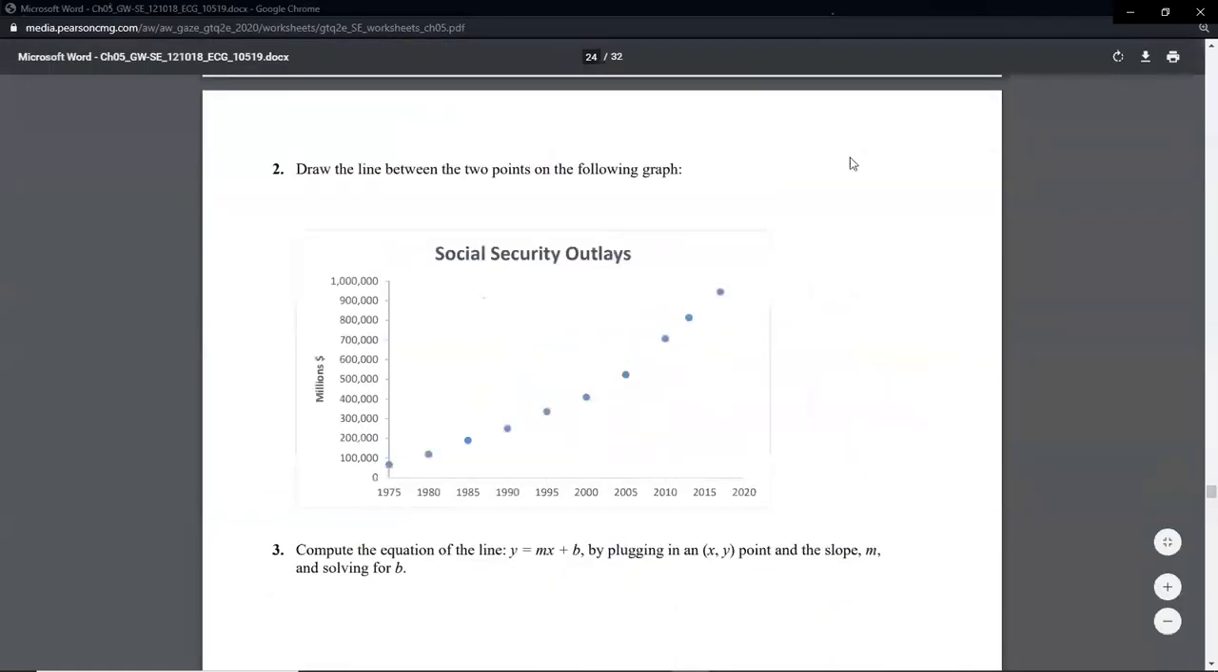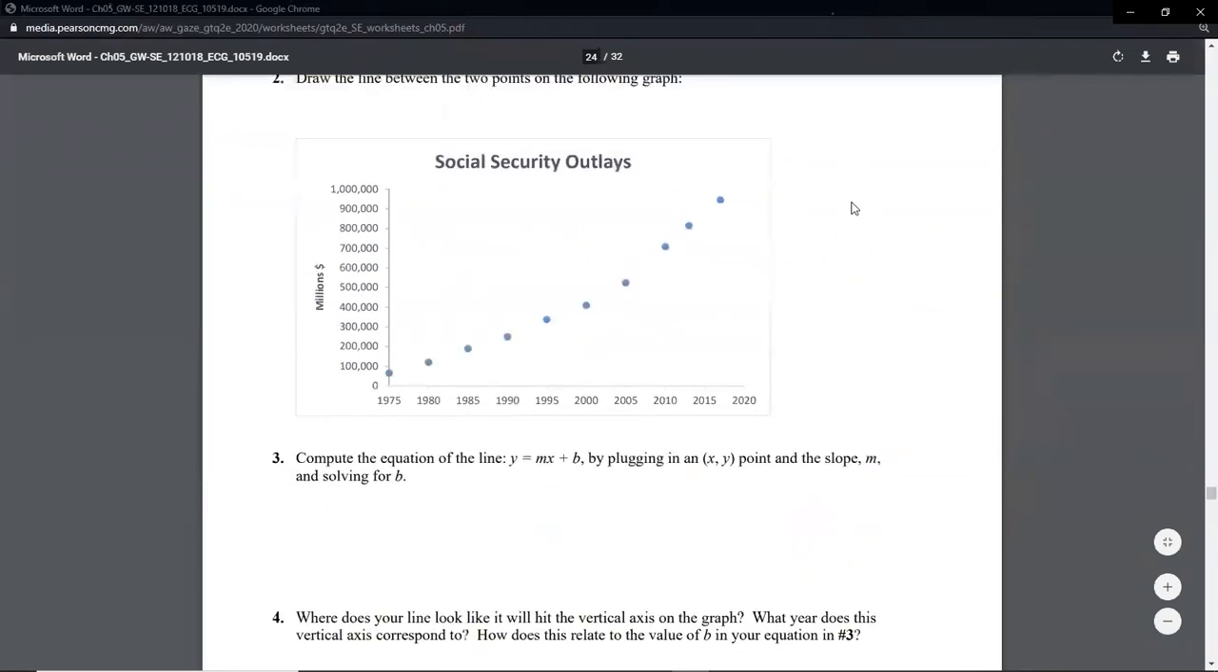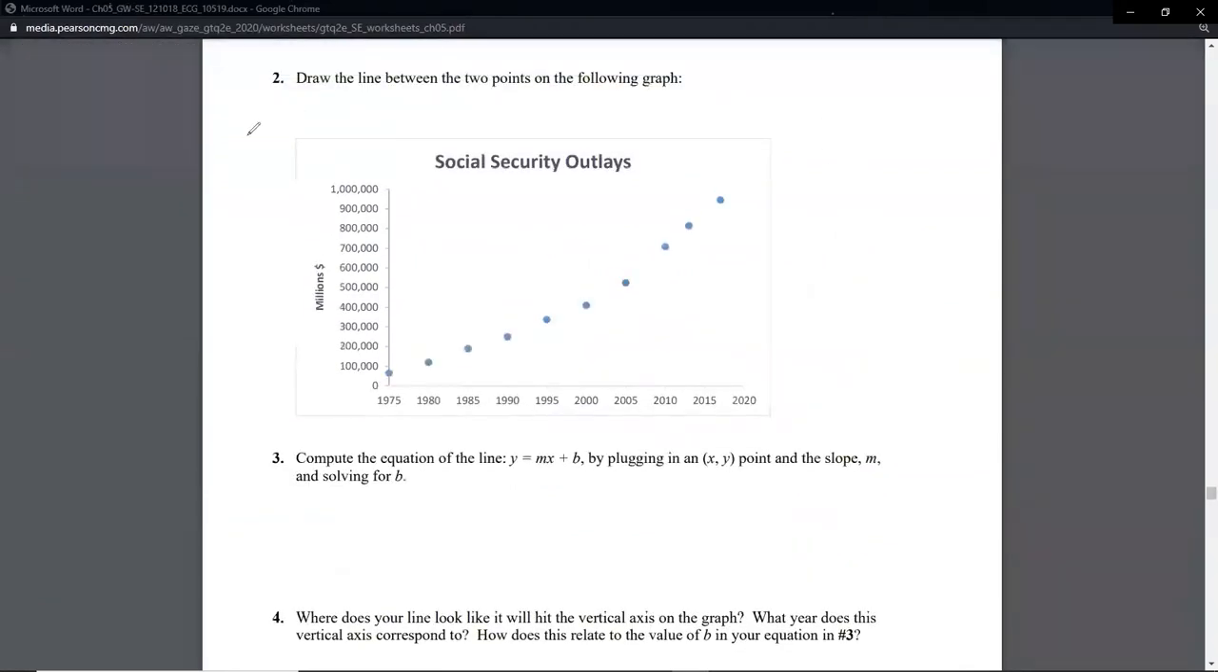All right, next they say, draw a line between the 2 points on the following graph. Now you might be thinking, 2 points? I see lots of points. I see way more than 2 points here. They're talking about the 2 points that we used from the slope above. They're talking about the first and last.